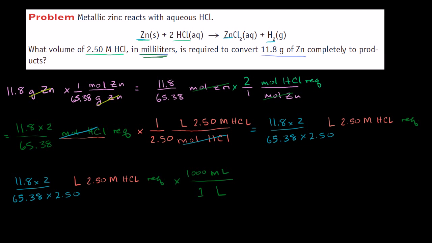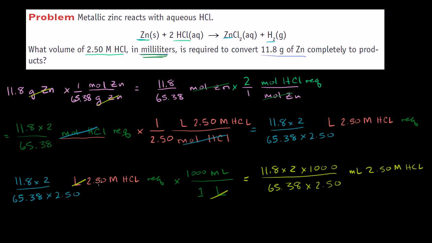So we're converting it to milliliters. So in our final solution, we have the liters canceling out the liters. And so we're left with, in the numerator, 11.8 times 2 times 1,000, that's the 1,000 right there, over 65.38 times 2.50. And we're left with milliliters of 2.50 molar hydrochloric acid.